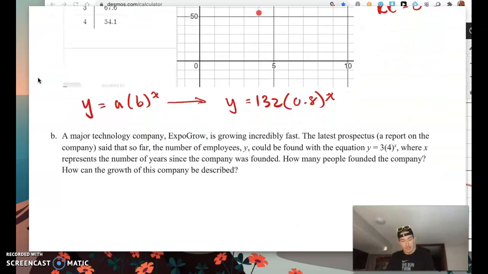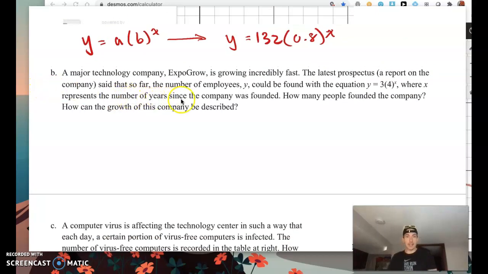Okay, I'm going to keep on here. In our notes, a major tech company, Expo Grow, is growing incredibly fast. The last prospectus, which is a report on the company and its growth and profits and dividends, etc., said that so far the number of employees Y could be found with the equation Y equals 3 times 4 to the x power, where x represents the number of years since the company was founded. How many people founded the company? How can the growth of this company be described?